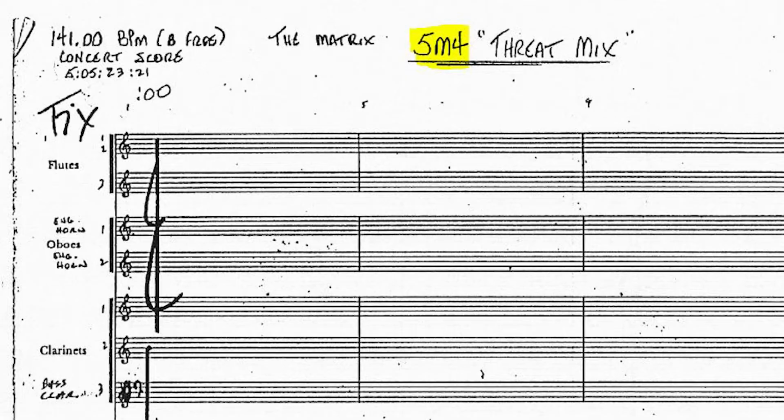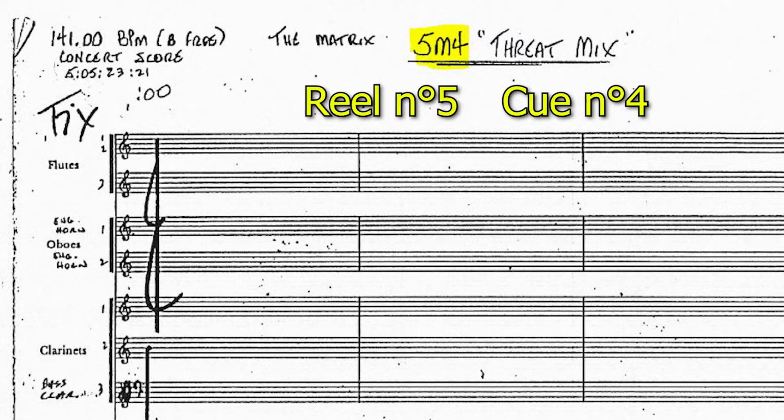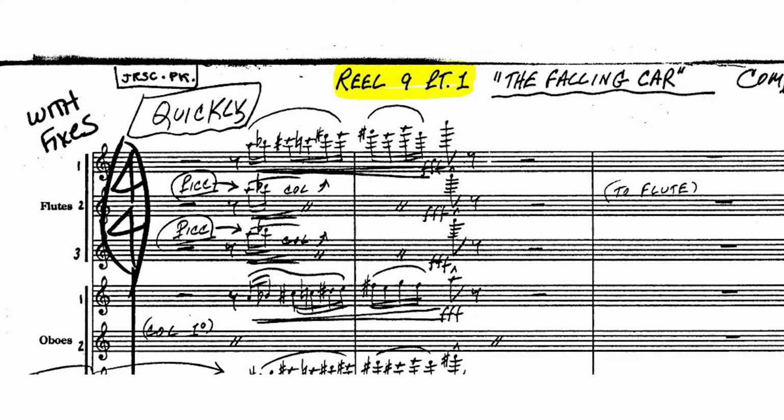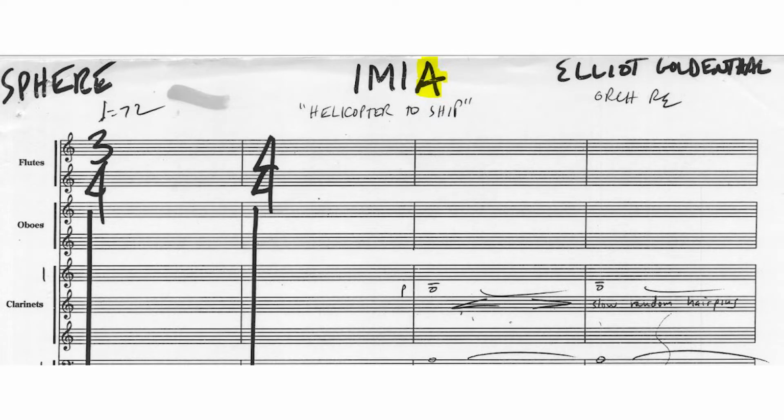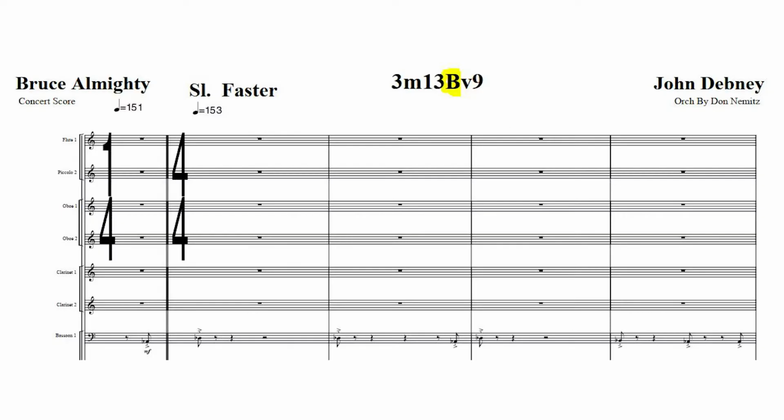So let's take 5M4, for example, that is the fourth cue of the fifth reel. Sometimes you can also find it written that way, like in this John Williams score, Reel 9 Part 1. We could also write this 9M1. And when you see a letter after it, like 1M1A, it means that another cue was added afterwards, so you just add a letter to an existing cue. This way you don't have to change the names of all the already composed following cues.